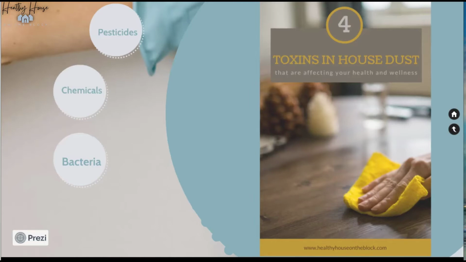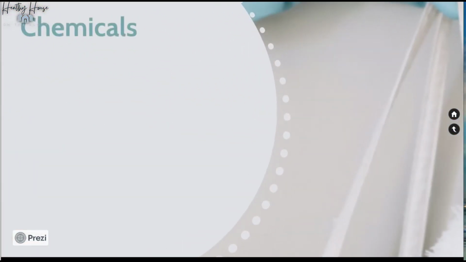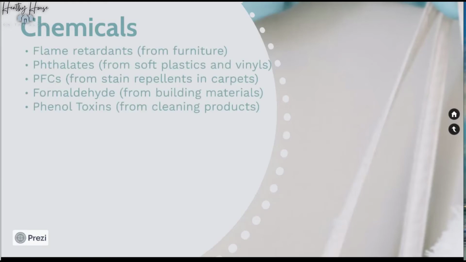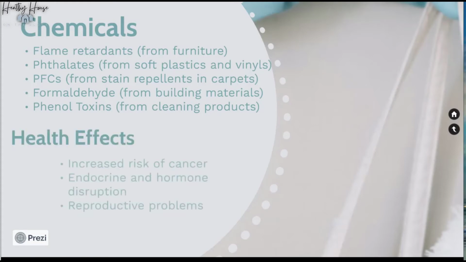The other thing that I want to talk about are chemicals. So dust contains fibers from carpets and upholstered furniture, and a lot of these have chemicals in them. Chemicals to prevent staining. Here's a list: flame retardants, phthalates, PFCs, formaldehyde, phenol toxins. These are the exact things that they're from. So a lot of furniture, carpets, building materials, or cleaning products have chemicals that become sprayed onto surfaces. And what happens is we come in contact with these by breathing them in, by touching them.